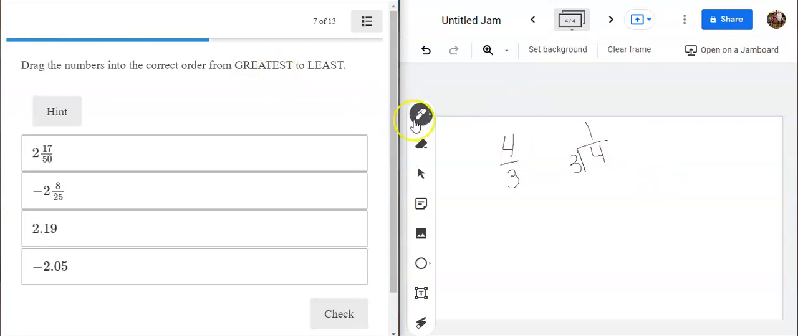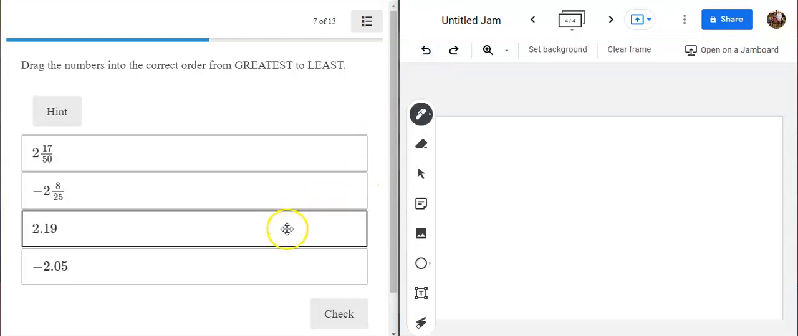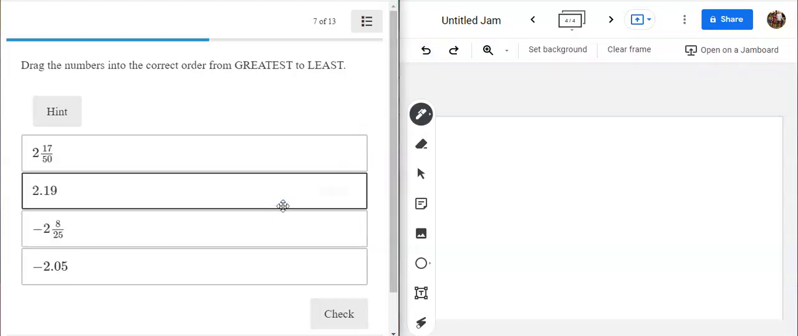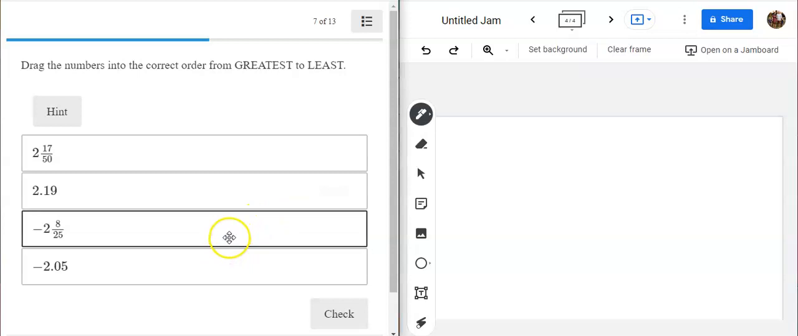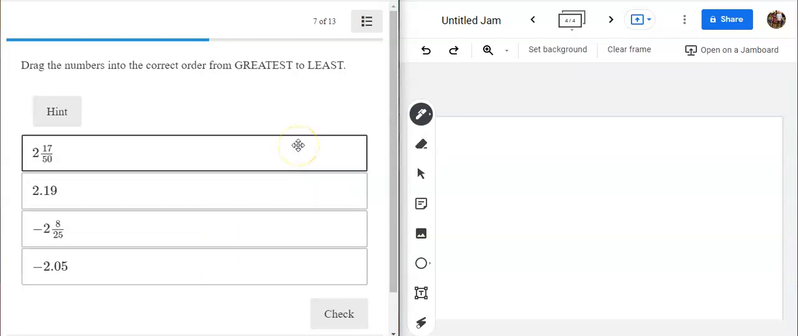And we're also going to be looking at number 7. On this one, instead of least to greatest, we're going greatest to least. So I know my positive numbers are going to come up here, and my negative numbers will be down here. They all have a whole number of 2 in front. So now we have to figure out what we're going to do here.